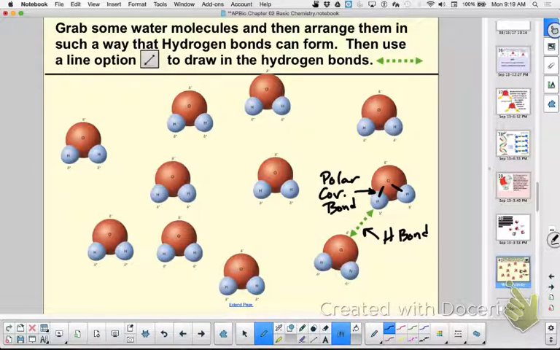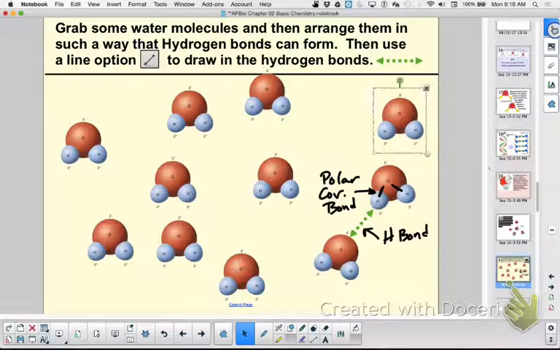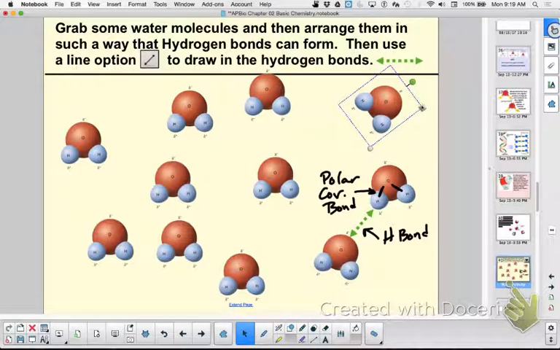Okay? In the polar covalent bond, they're actually sharing a pair of electrons very unfairly. But as a result of that unfair share and the partial charges, then you can have these hydrogen bonds. And over here, you can have some more hydrogen bonds between this water molecule and that water molecule, and so forth.